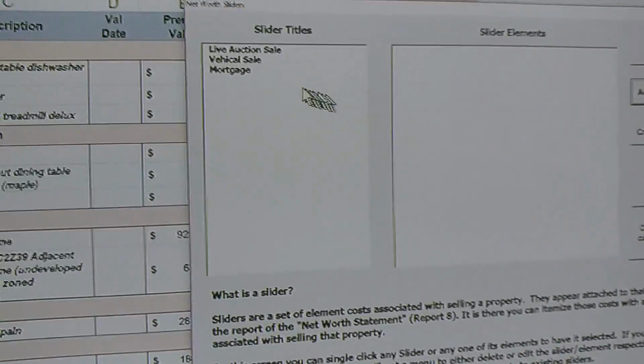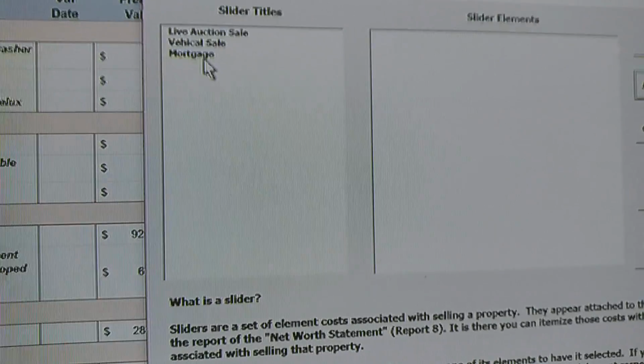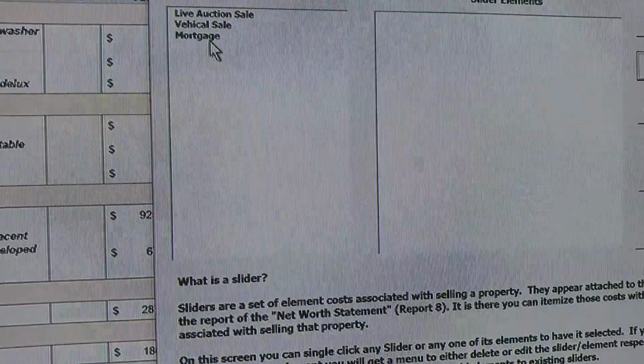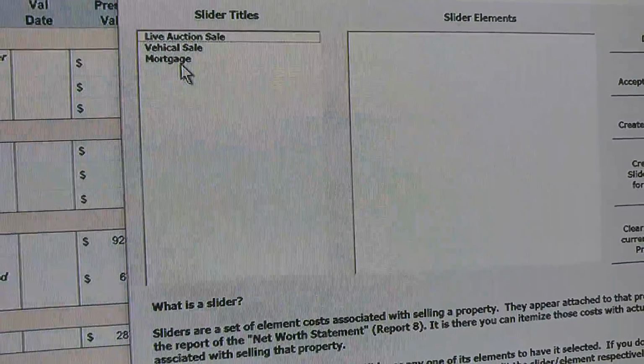We have 3 sliders that come with our spreadsheet. You can make your own. That can be found in the book. It's not going to be the live auction sale. They want more money. It's not going to be the vehicle sale. It's going to be the mortgage. And give it a click.